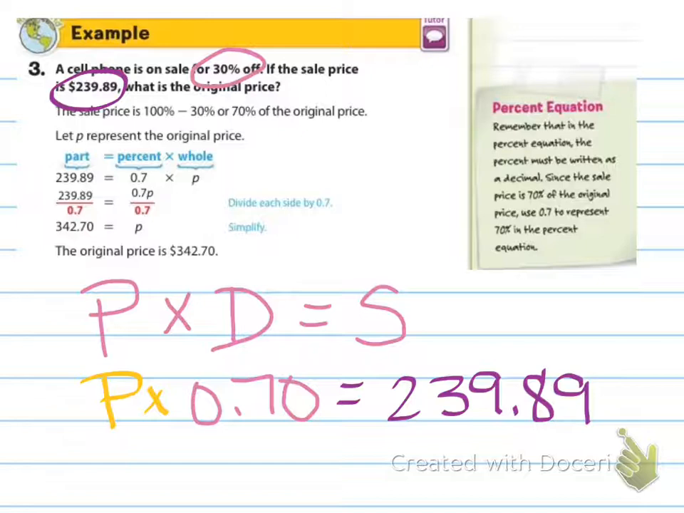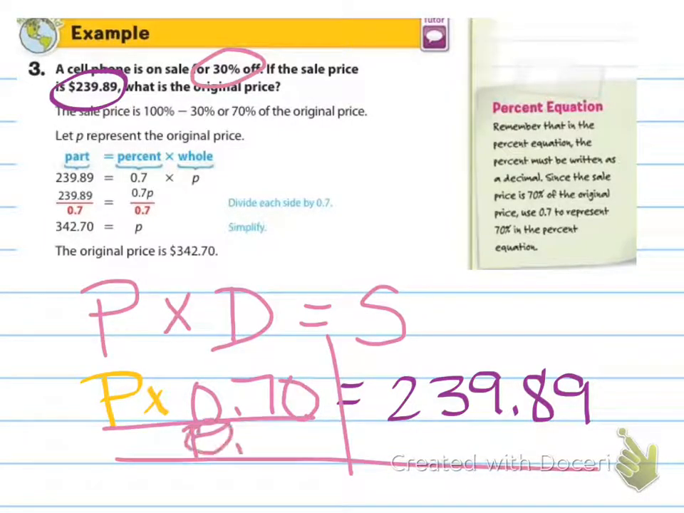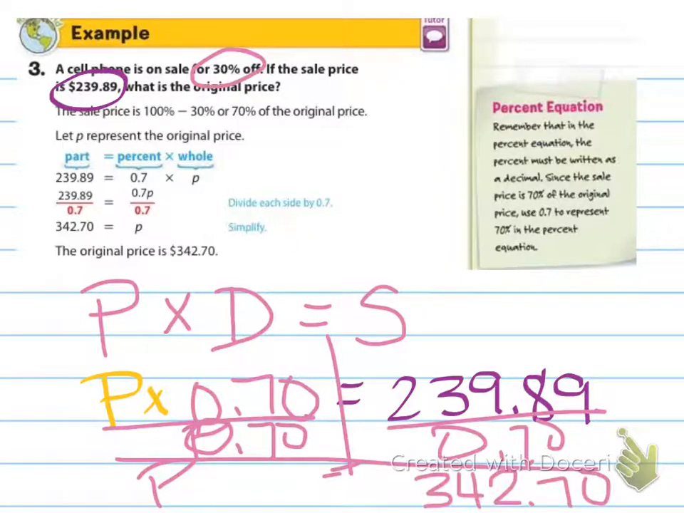Now, does this remind you of anything? It should remind you of a one-step equation, where I'm going to solve by dividing both sides by 0.70. There we go. And so P will equal 239.89 divided by 0.70, and the amount comes to $342.70.